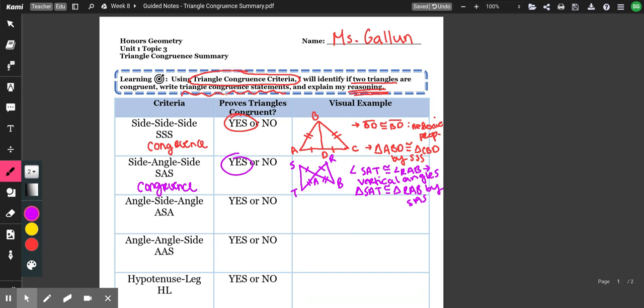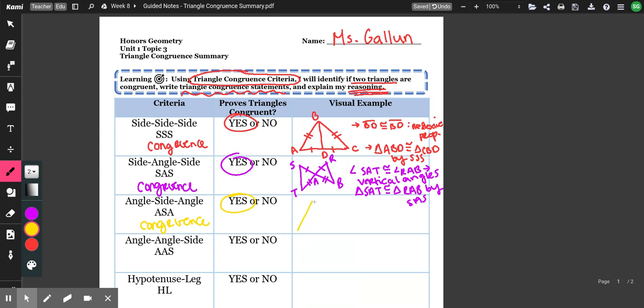Okay. I lost the pen. There it is. All right, so let's keep going. Angle side angle, ASA congruent. So this is two angles and the side between them, right? It's the side that overlaps, the side that's included or shared, right? And this also proves congruence.